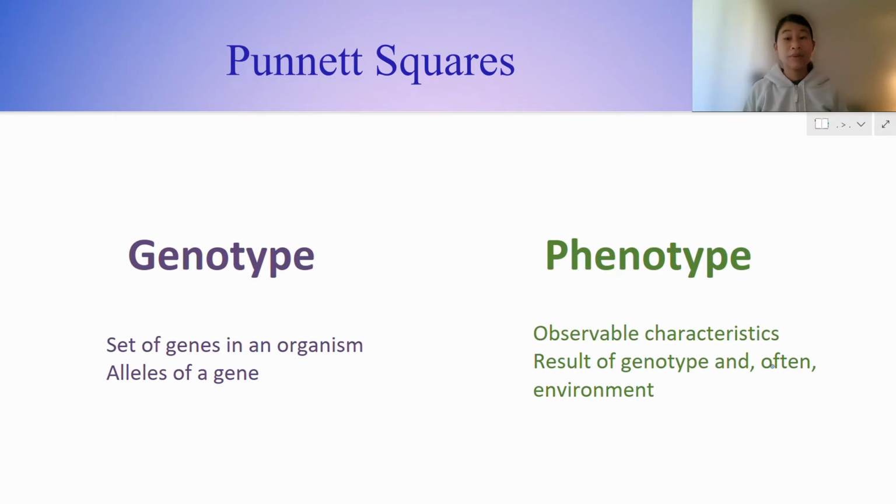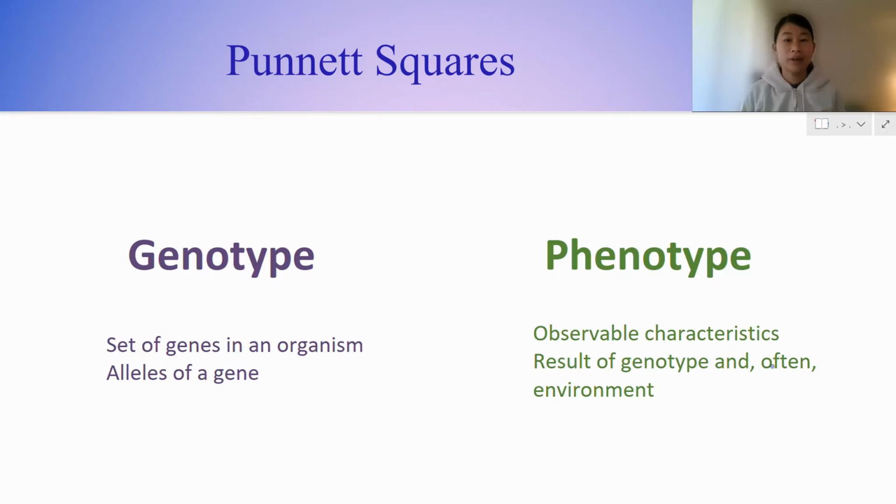Here we have genotype and phenotype, two important terms that we will be using. So genotype is going to be referring to the genes in that organism, and it can also refer to the alleles in that organism. And alleles are variations of the gene. So for example, if you have a gene that codes for eye color, you might have two alleles. One allele might code for blue eyes, and the other allele might code for brown eyes.